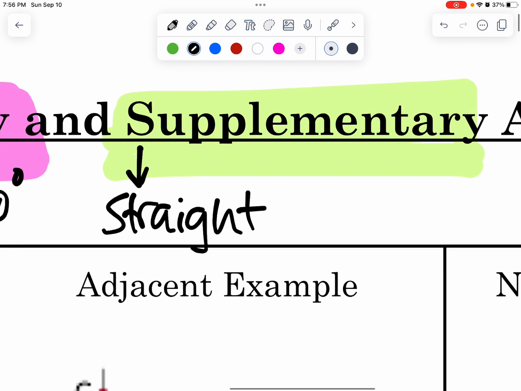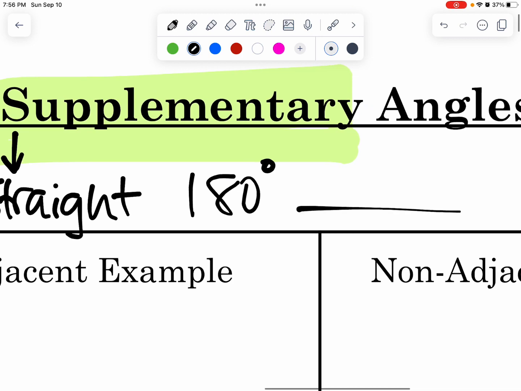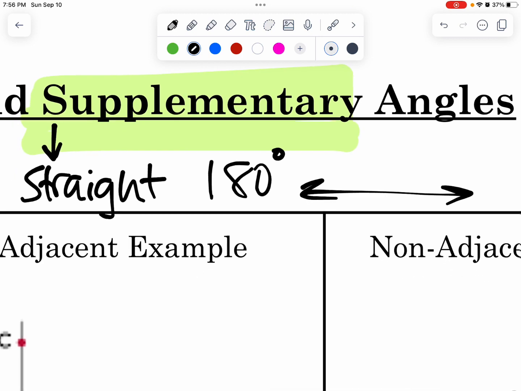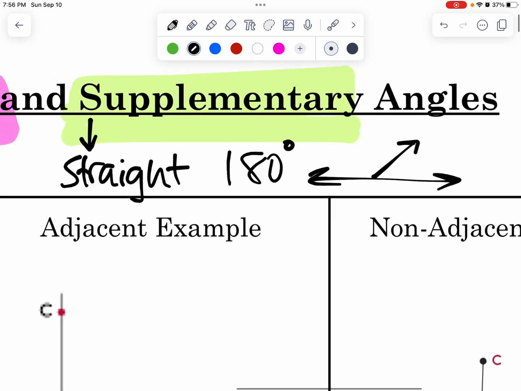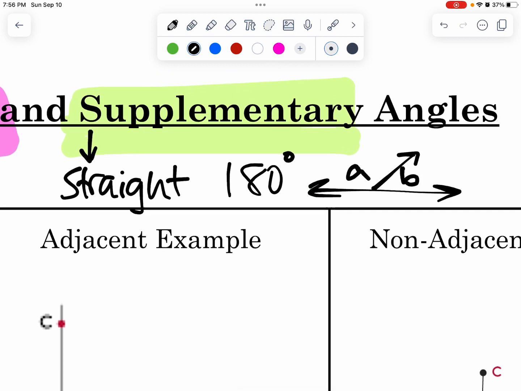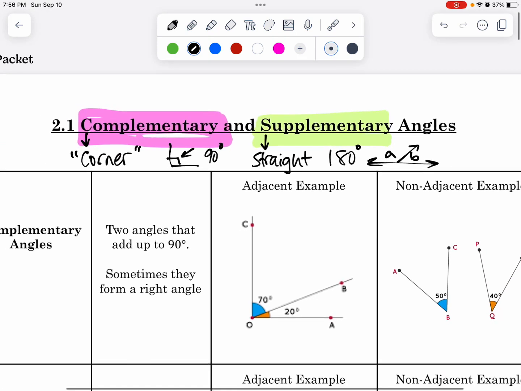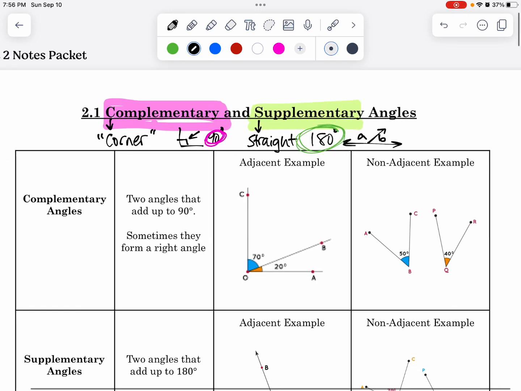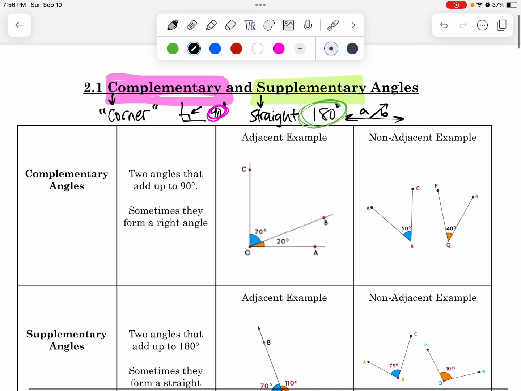Supplementary, the S, think of a straight line. And you know that a straight line, or two angles that form a straight line, add up to 180 degrees. So two angles that make a perfectly straight line. Here's A, here's B. They add up to 180 degrees. So if you guys can remember, complementary is 90 and supplementary is 180, then this is going to be a very simple procedure to get through section 2.1.